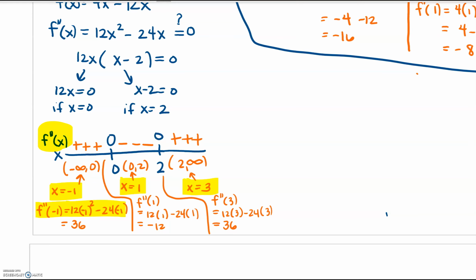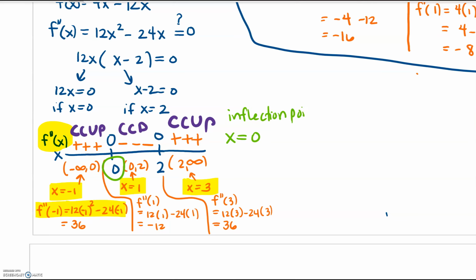That means I go from concave up to concave down, and then I change again to concave up. So we have 2 inflection points. When x equals 0, my concavity changes from concave up to concave down. That makes x equals 0 an inflection point. That's where my concavity changes.